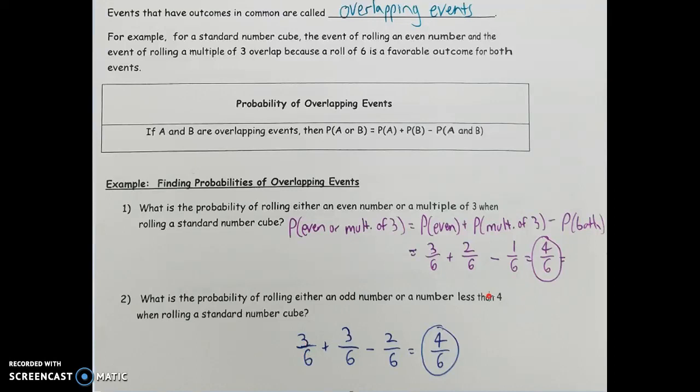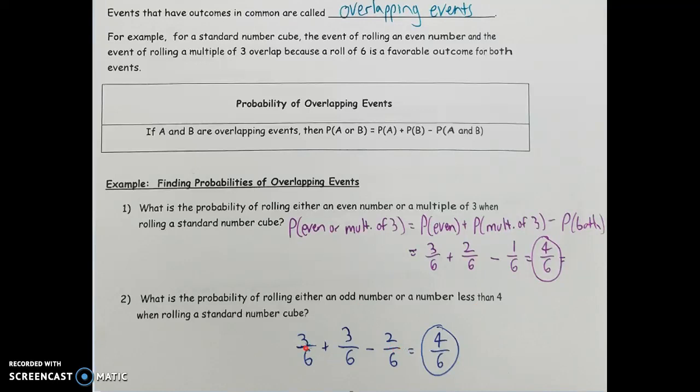Numbers less than 4, that's either 1, 2, or 3, so that's another 3 numbers out of the 6 that are less than 4. But again, since they overlap, odd numbers that are also less than 4, that would be 1 and 3. So if I roll either a 1 or a 3, that would fit under both categories. That's what's counting as overlapping. So if I take away those two options, if I roll a 1 or a 3, that's both odd and it's less than 4, that would complete my overlapping equation.